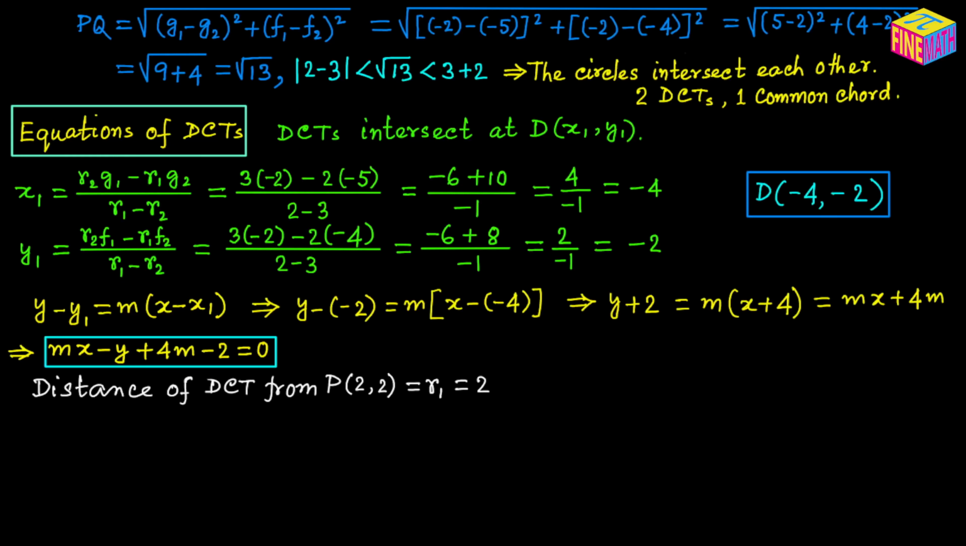Now using this equation, let's try to find the distance of the DCT from the center of the first circle, which is point P, and that distance obviously will be the radius of the first circle, which is equal to 2 units. So if we use the formula for the distance of a straight line from a given point, we can write it like this. I am simply using the formula. I have already done a separate video on this topic.